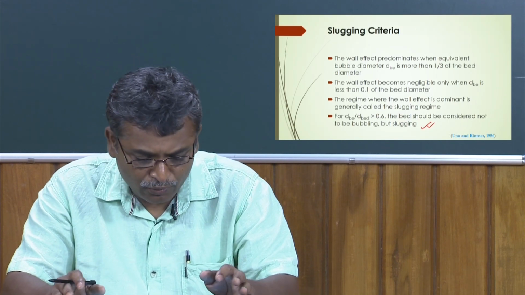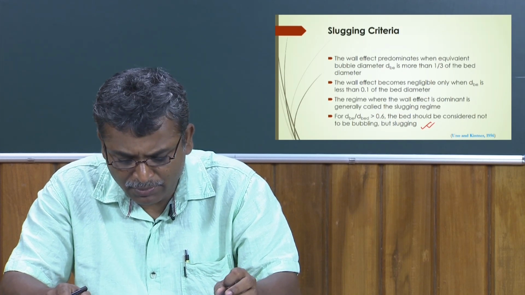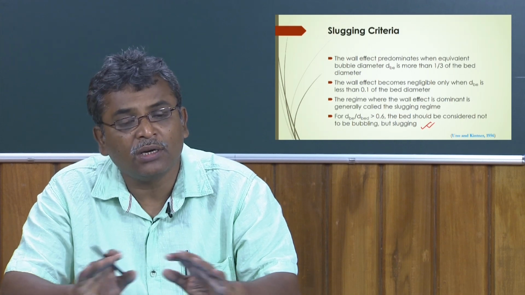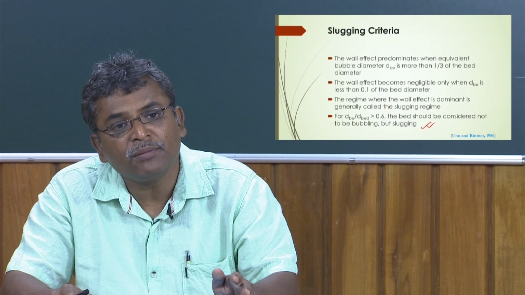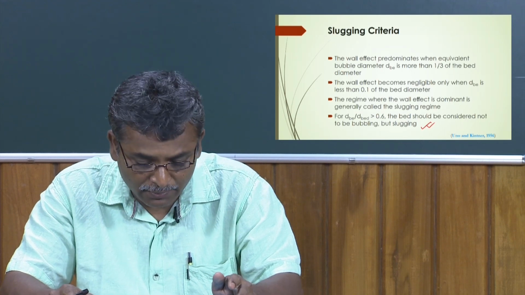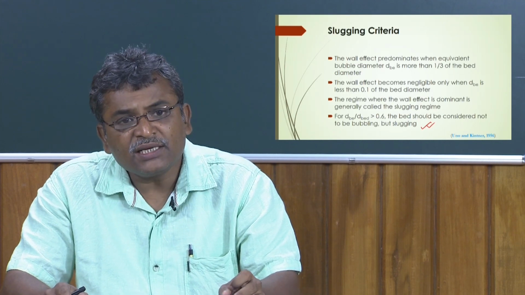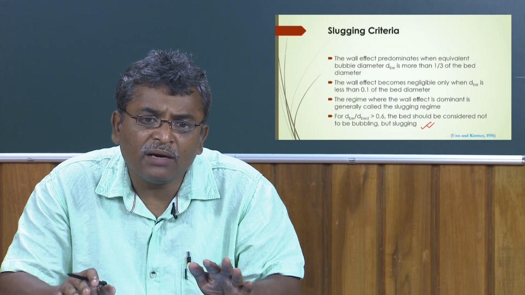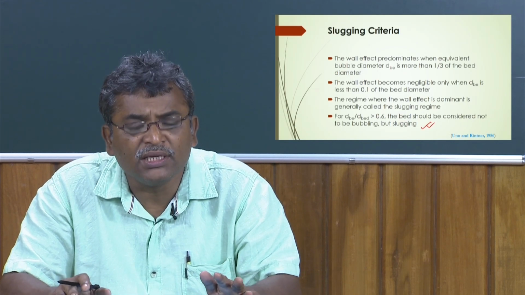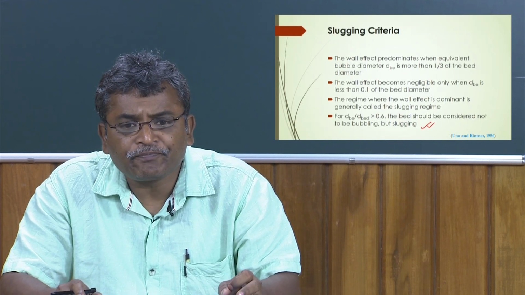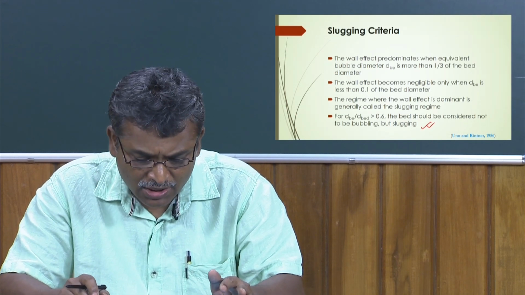And also, if the ratio of the equivalent diameter to the bed diameter is greater than 0.6, the bed should be considered not to be totally bubbling, it will be totally slugging phenomena. That means the whole cross sectional area of the bed may be occupied by the gaseous slug. In that case, one important point that we observe is that the wall effect is important here. If the wall effect is dominant, then you will get the slugging regime.